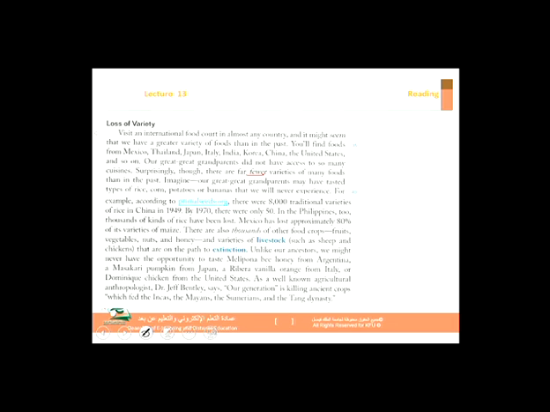There are also thousands of other food crops, fruits, vegetables, nuts, and honey, and varieties of livestock, such as sheep and chickens, that are on the path to extinction. Unlike our ancestors, we might never have the opportunity to taste Melipona bee honey from Argentina, Amasakari pumpkin from Japan, Ribera vanilla orange from Italy, or Dominique chicken from the United States.